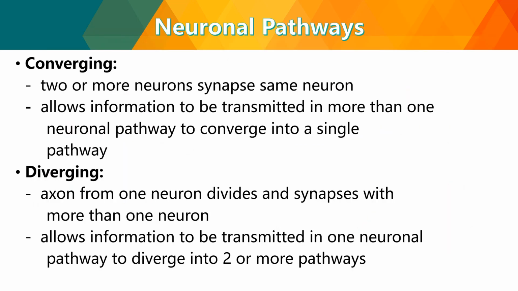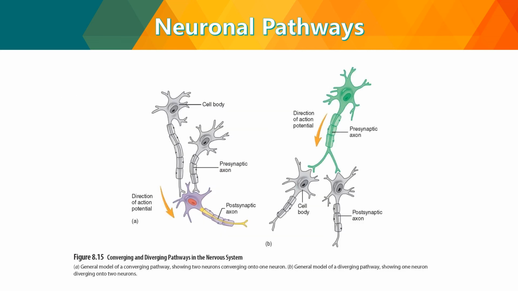So the CNS has simple to complex neuronal pathways. First, you have a converging pathway, which is a simple pathway in which two or more neurons synapse with the same postsynaptic neuron. This allows information transmitted in more than one neuronal pathway to converge into a single pathway. And you also have what you call your diverging pathway, which is a simple pathway in which an axon from one neuron divides and synapses with more than one other postsynaptic neuron. This now allows information transmitted in one neuronal pathway to diverge into two or more pathways. So this is actually how your converging and diverging pathways look like.